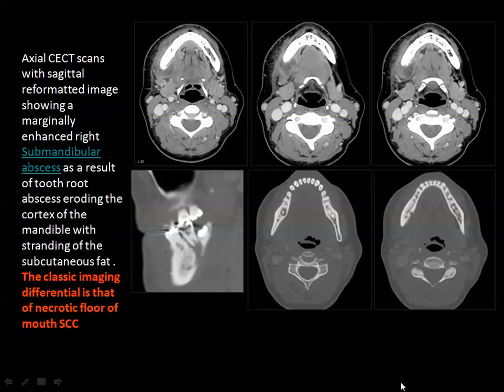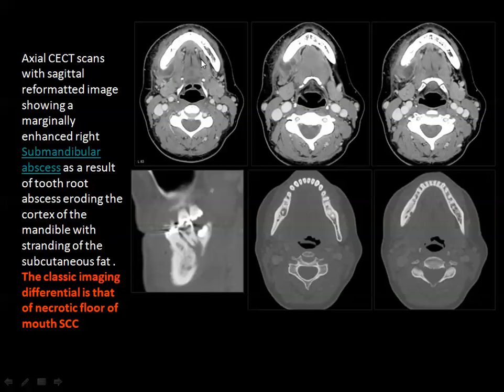And here you can see a submandibular space abscess, which is a hypodense lesion with a thick enhancing margin. And one of the important signs for inflammatory processes is the presence of a stranding or a smudging of the related subcutaneous fat planes. And here you can easily appreciate this stranding of the fat compared to the opposite side, and the infection is present in the submandibular space lateral to the mylohyoid muscle.